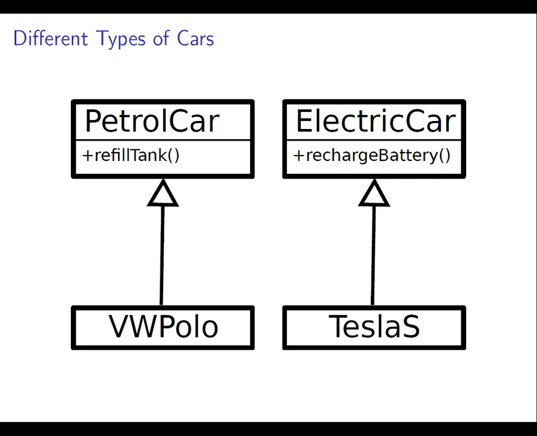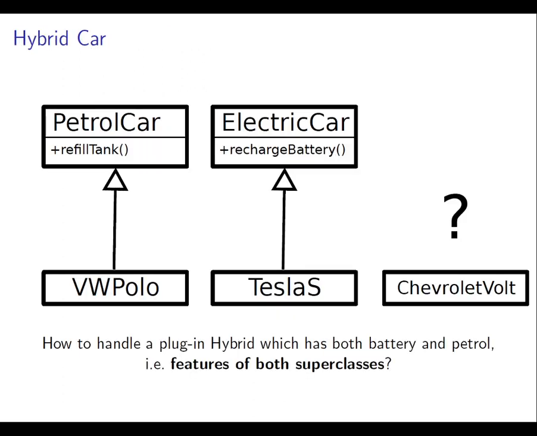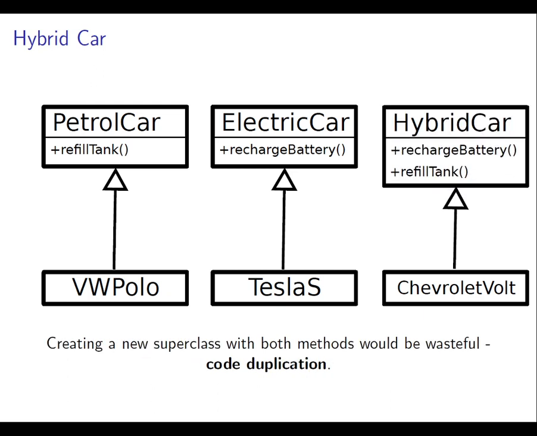So suppose we have different types of cars. We have instances of class VW Polo, which are all instances of petrol car, and we have instances of Tesla S, which are all instances of electric car. And petrol cars have a method refill tank, and electric cars have a method recharge battery. How should we handle a so-called plug-in hybrid which has both battery and petrol? In other words, it has features of both superclasses.